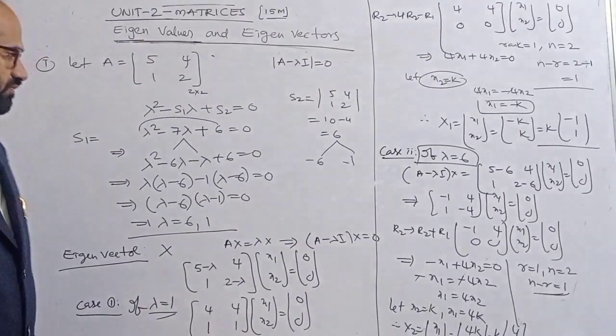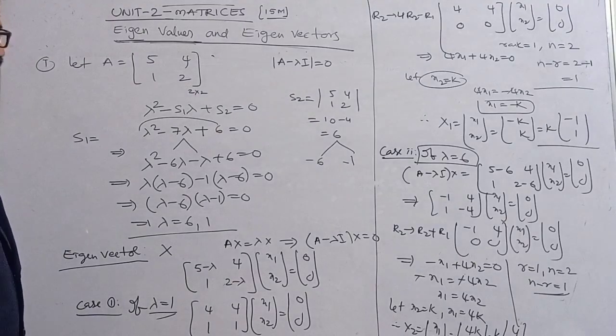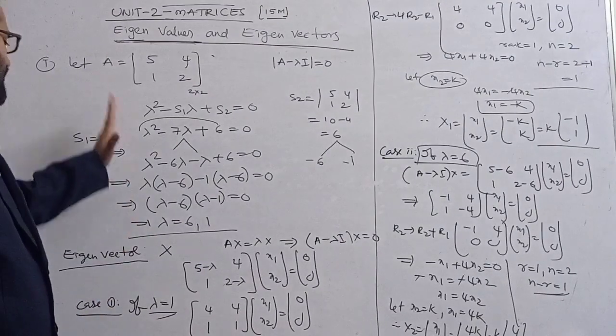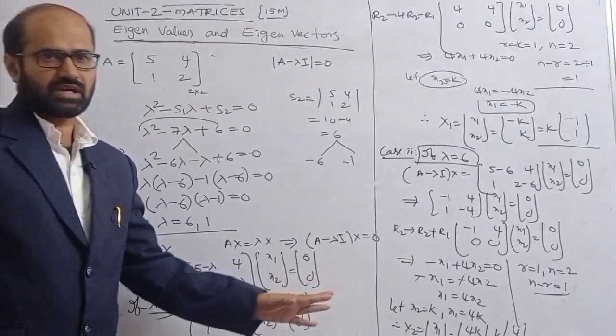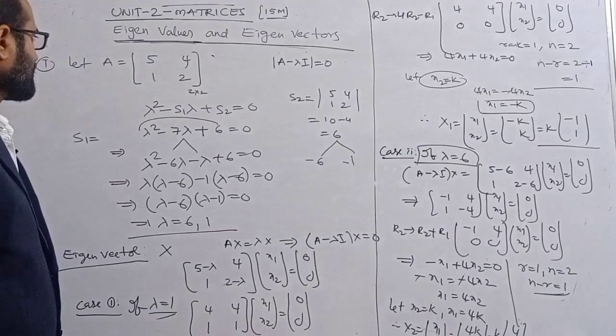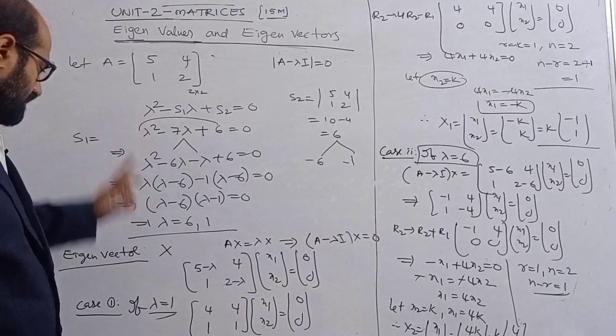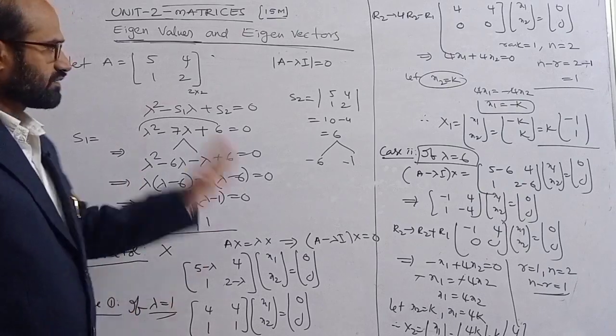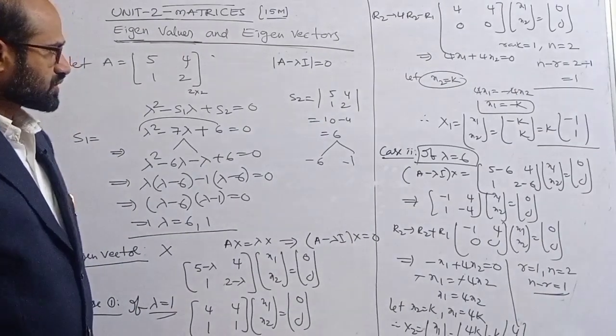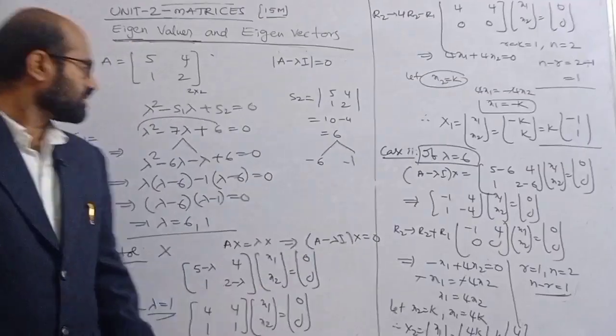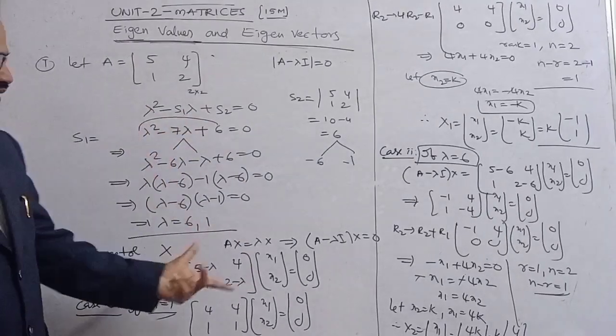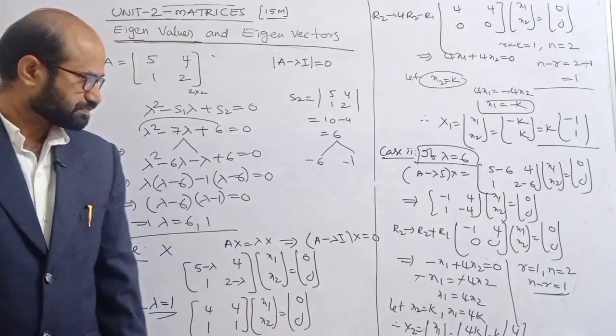So from this we can understand that by using the eigenvalues you can find the eigenvectors. This is the simple technique to find eigenvalues and eigenvectors. I think you understood how to find the eigenvalue and eigenvector.